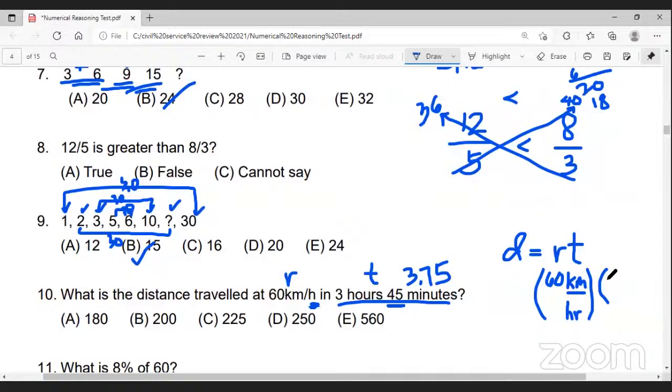So, okay ba sa inyo yung decimal, kaysa sa 3 and 3/4? If you want to have a decimal, then you can make use of the decimal rather than the fraction. So, we can cancel out the hour unit of measure. So, just multiply 3.75 and 60.